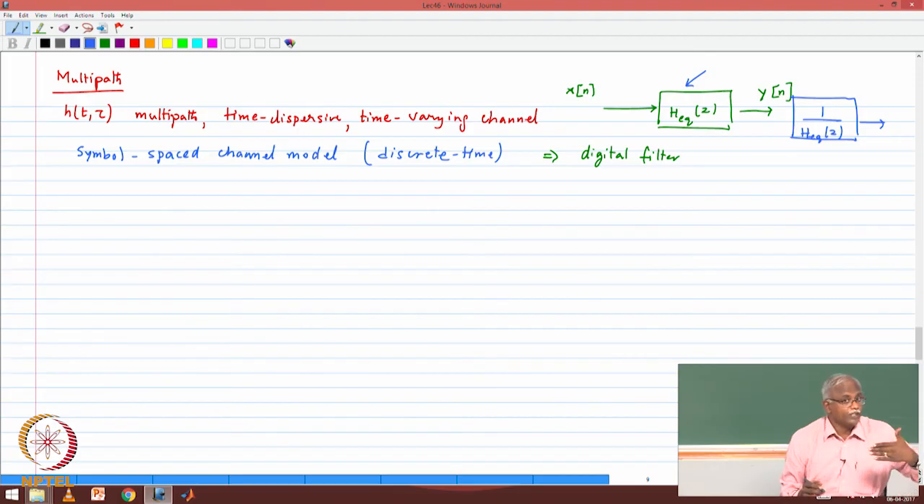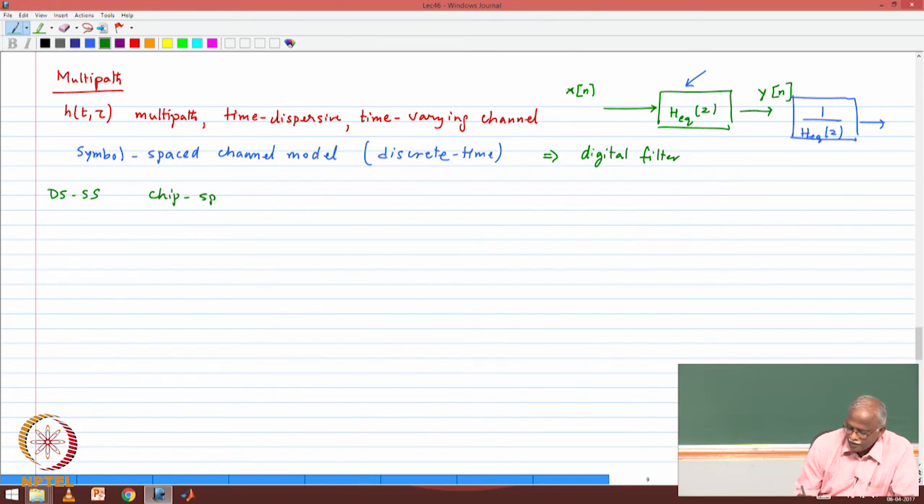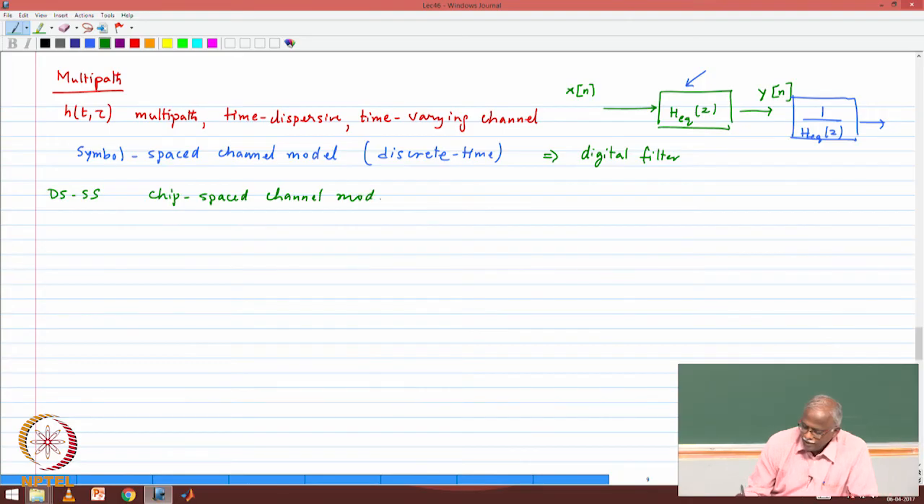Now I am working with a spread spectrum system, so it is no longer symbols that are coming in, it is chips. So what we have for a direct sequence spread spectrum system is a chip spaced channel model. I'll just pick it up from there, and the rest of it will become very, very easy for you.